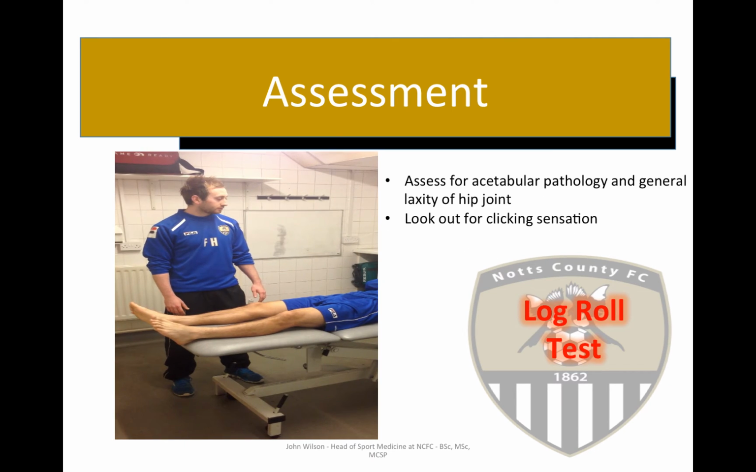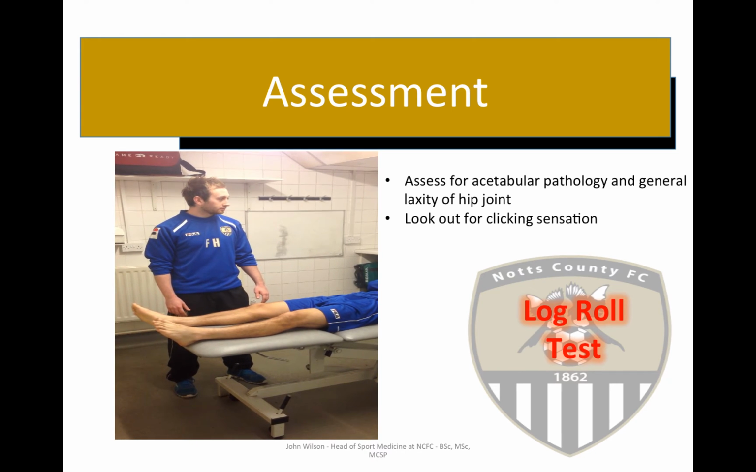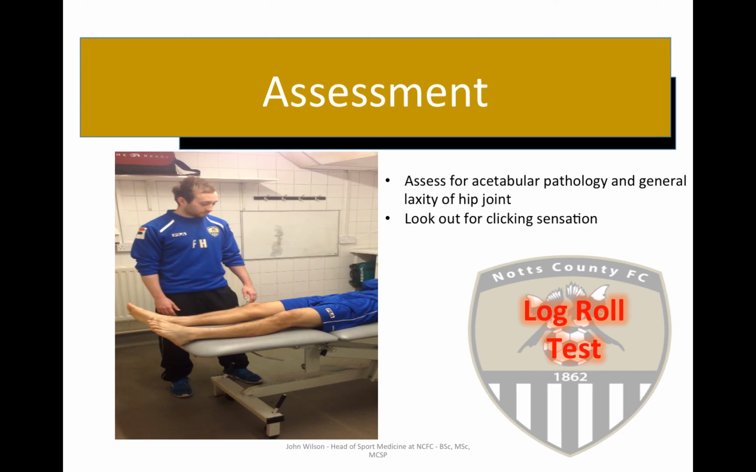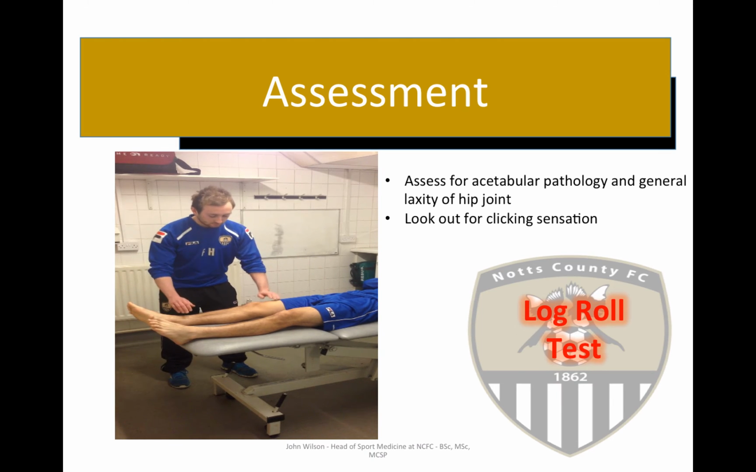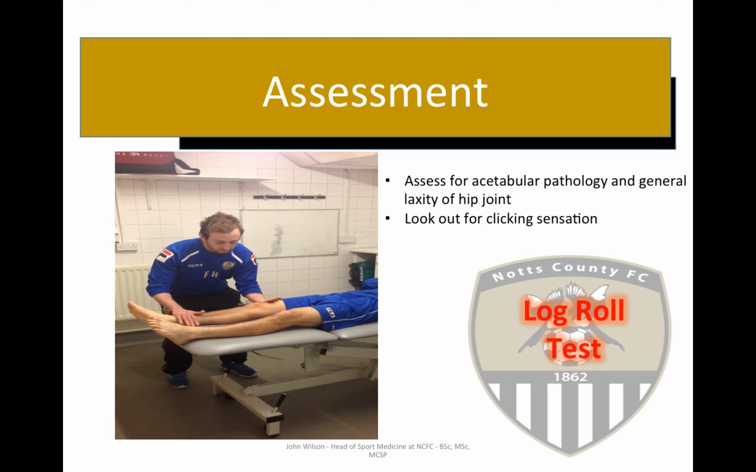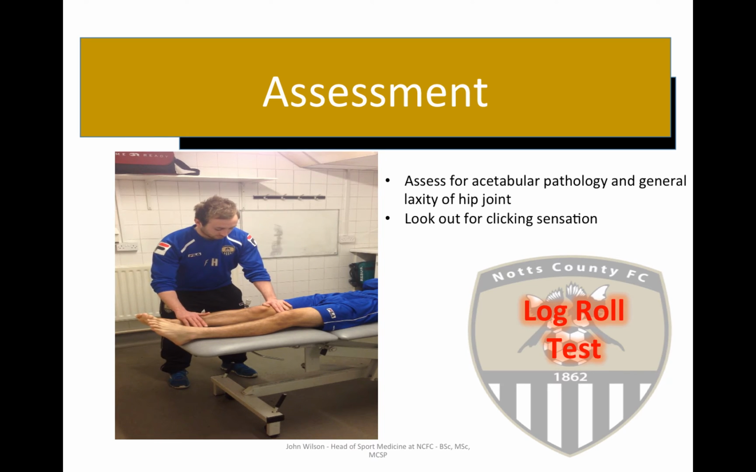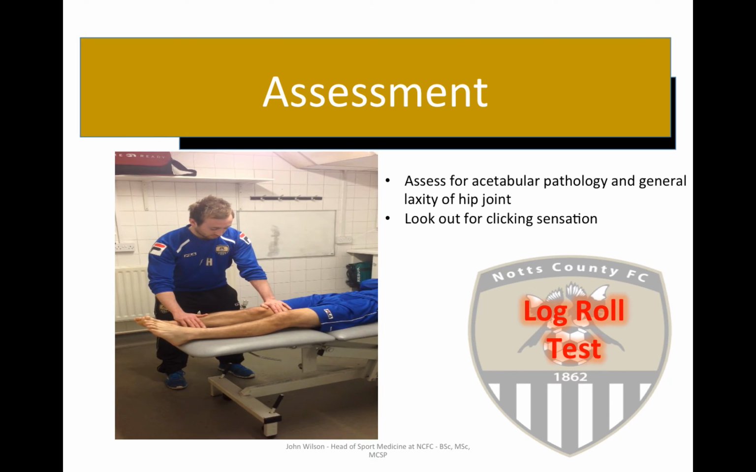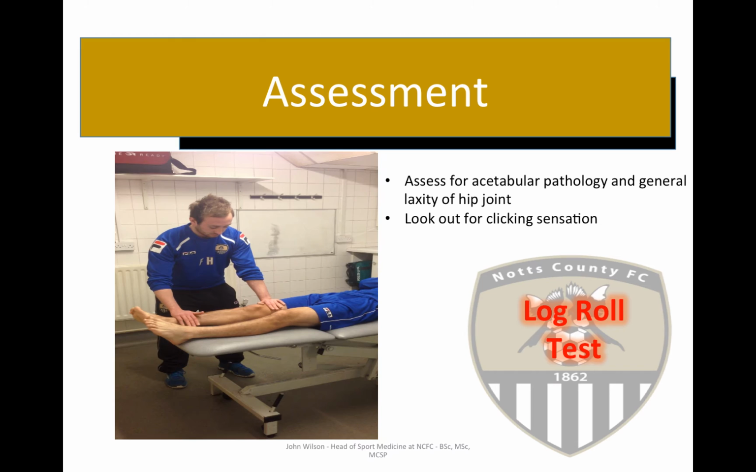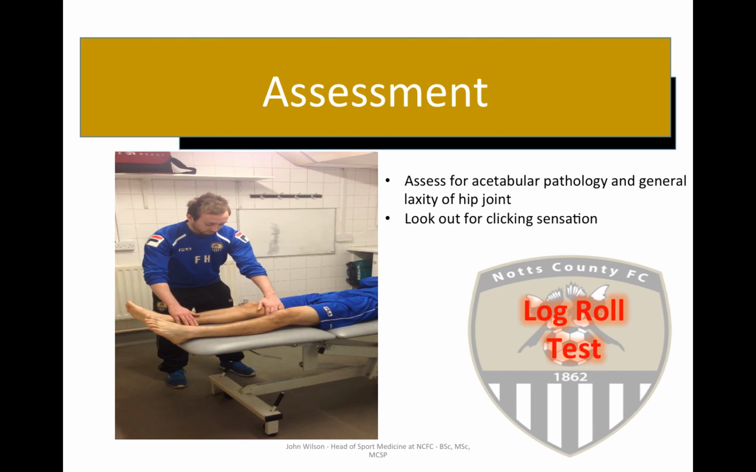The log roll test is used to assess for acetabular labral pathology and general laxity of the hip joint. The log roll requires the clinician to place the patient in supine with both legs in neutral for hip flexion, extension, and abduction. The clinician then maximally internally and externally rotates the femur and compares movement with the other leg.